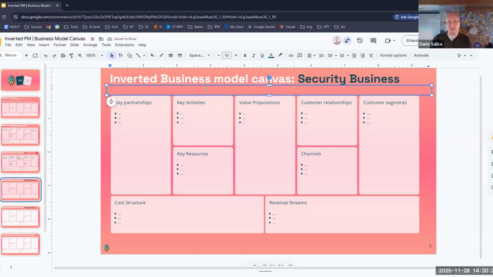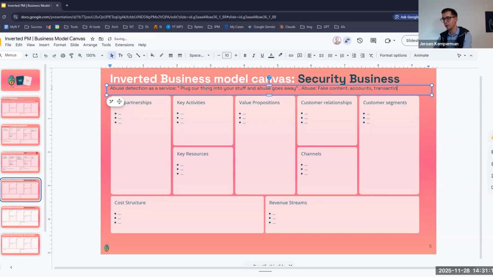Yeah, go for it. So let's talk about a business that is abuse detection as a service. Okay, so I'm going to call this abuse detection as a service, and the tagline will be something like, plug our thing into your stuff and abuse goes away. And I can already hear Dana thinking, what do you mean by abuse? We can call this fake comments. Let's call it content, accounts, transactions, something like this.